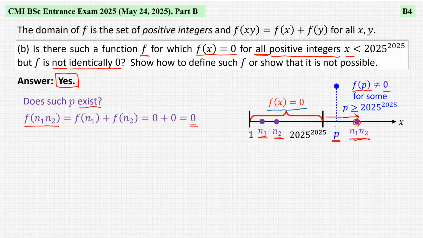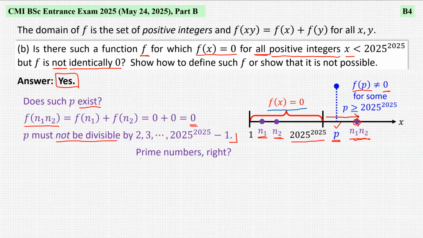Therefore, if you want to make sure that p is not expressed by any of the products of numbers below this number, we must choose the value of p in a way that p is not divisible by any of the natural numbers below 2025 to the power of 2025. Luckily, we can guarantee that such a number p does exist. Look at the property that p must satisfy. It reminds you of prime numbers, right?